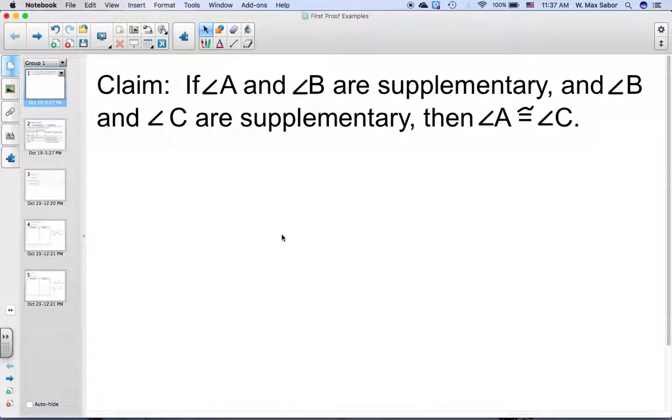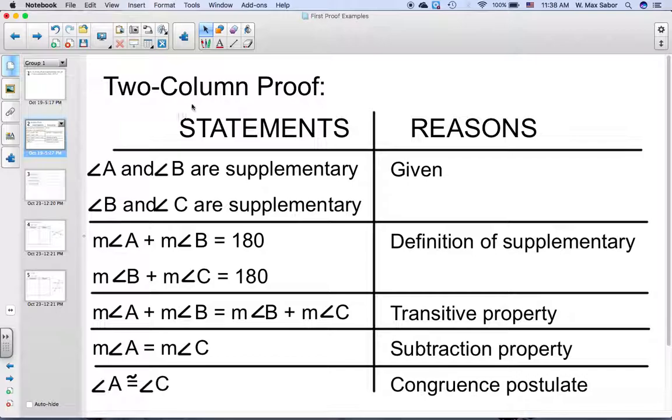Here are some quick examples of a few proofs. This claim: if angle A and angle B are supplementary, and angle B and C are supplementary, then angle A is congruent to angle C. So a two-column proof version of this would be that, well, we were told that they're supplementary, and that was given. So I write that and given.